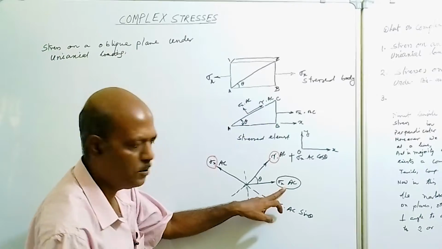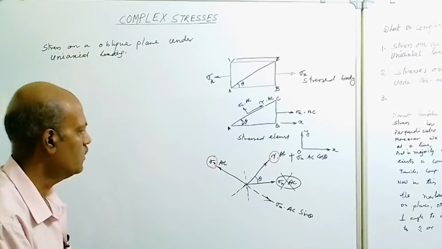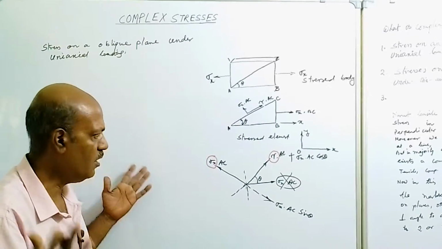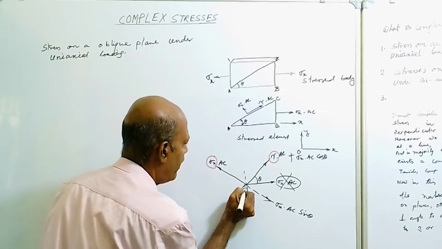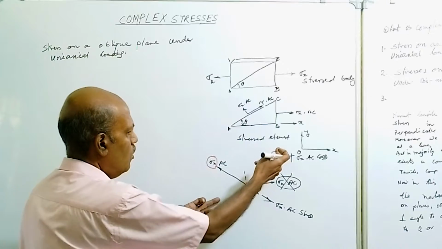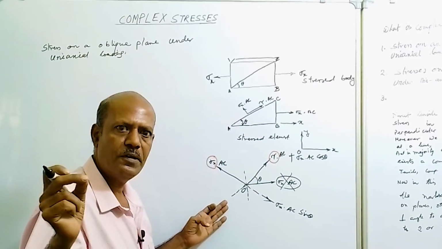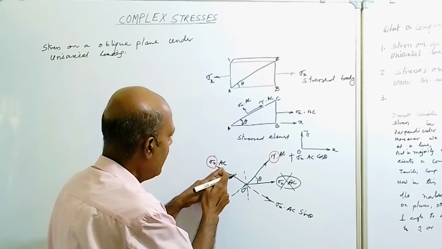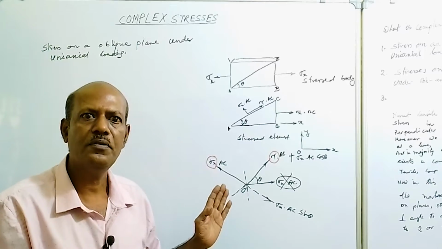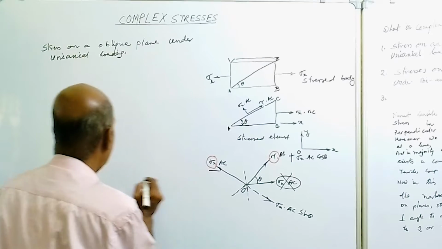Now we have resolved this force, so we can remove this force. So now, for equilibrium of the element, this is the original point, equilibrium of the element. Along this tau direction, the sum of the forces will be 0. Similarly, along the sigma n direction also, the sum of the forces will be 0. First we are considering the sigma n direction.